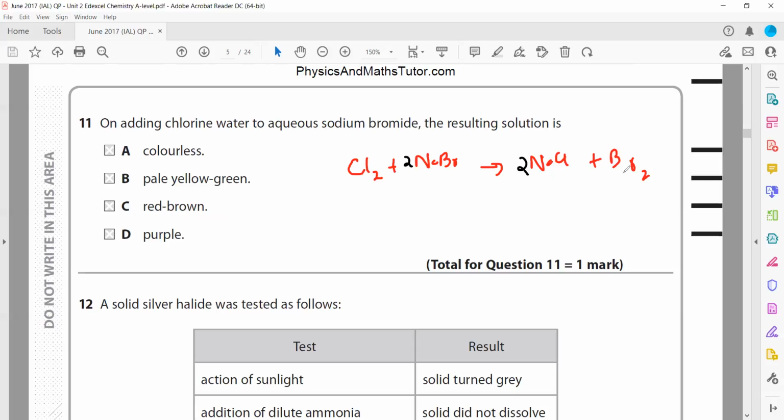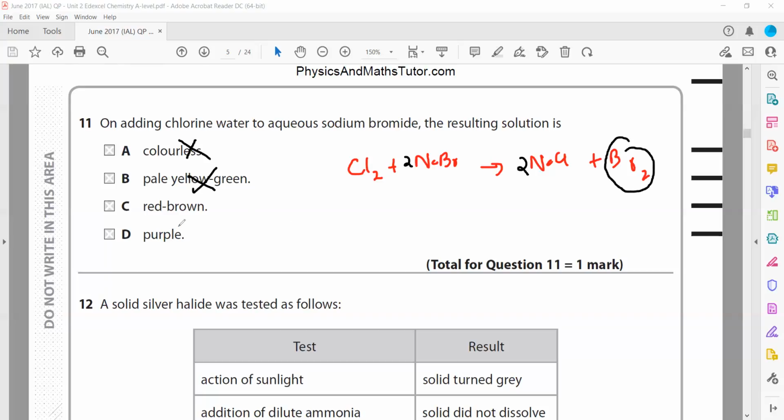So basically the resulting solution is due to the presence of bromine. What is the appearance of bromine? If aqueous bromine is there, you can mention orange, or bromine is red-brown. It won't be pale yellow or green, that is the color of chlorine, yellowish green. It won't be colorless because the bromine is there.